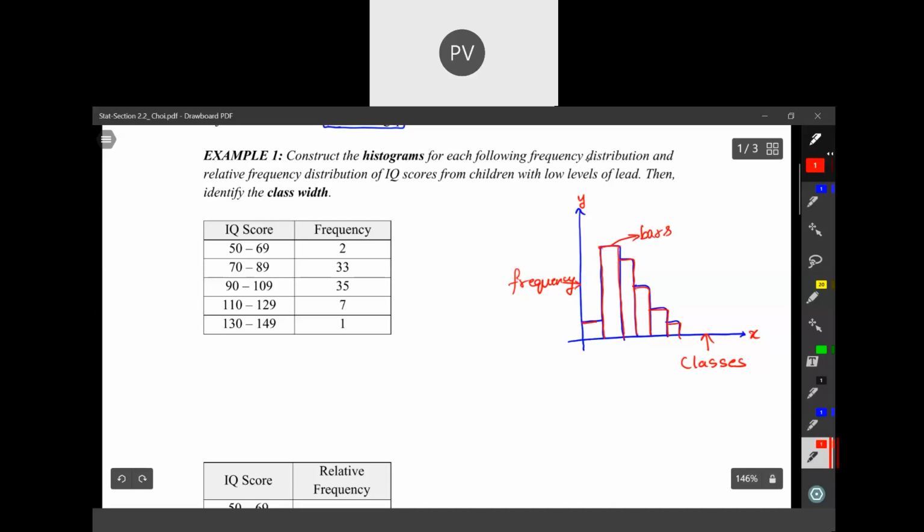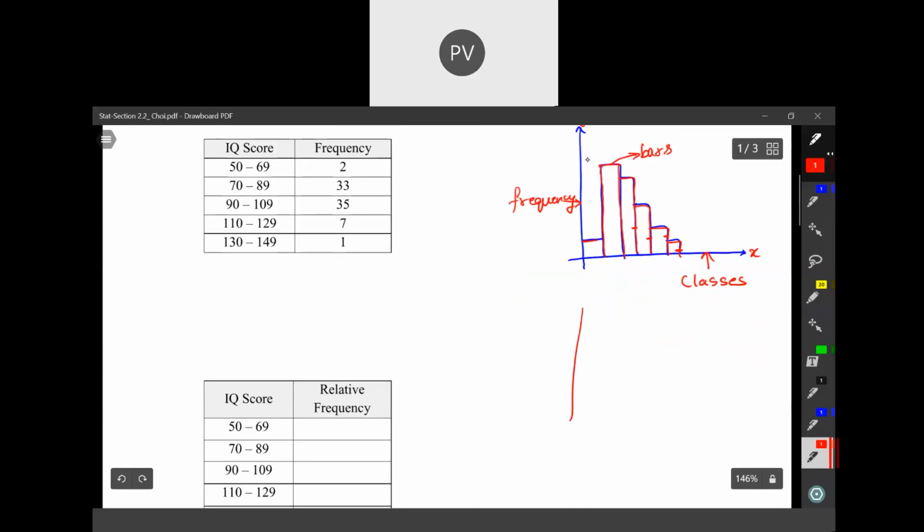And as I said, the bars here are adjacent to each other. That means there is no gap. For example, if I draw like this, you cannot do this, because this is a gap. If there is a gap like this, this is not a histogram. Got it?